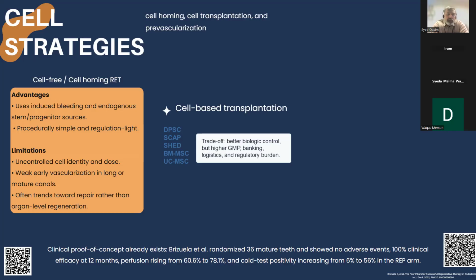What are the limitations? Uncontrolled cell identity and dose. How many cells will you actually seed? How many cells do you need? Can you also change the phenotype of the cell? Can you tune it? Can you give certain growth factors? Weak early vascularization in long or mature canals often trends toward repair rather than organ level regeneration. So whenever you use these strategies, the end result is usually repair. You don't see complete true regeneration.